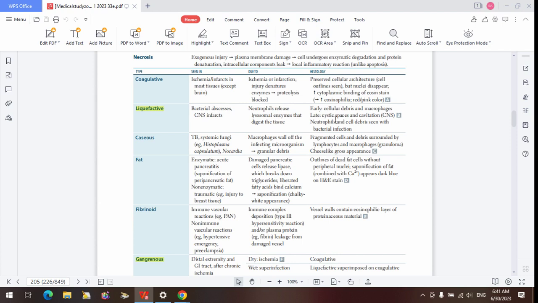Before we move on, coagulative necrosis is the form of necrosis that happens following ischemic insult to all the solid organs in the body except the brain. Please, that is very important to remember. It is only the brain that will not undergo coagulative necrosis following ischemia.